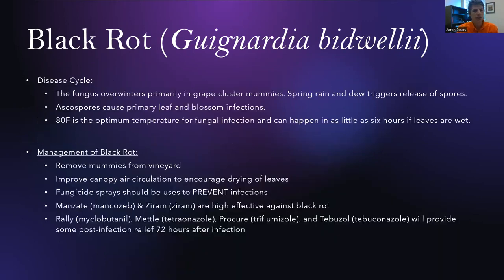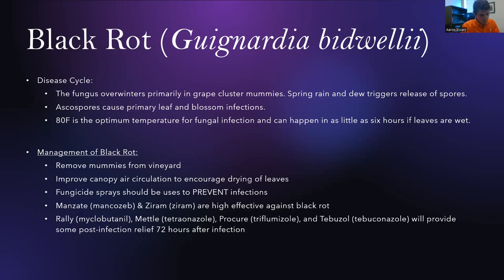The disease cycle: the fungus overwinters primarily on mummified grape clusters, which is another reason why it's important to get rid of all your clusters after harvest, or during the pruning season. All of it. Get mummified clusters out of your vineyard. Spring rains and dews trigger the release of spores. So ascospores cause the primary leaf and blossom infection. 80 degrees Fahrenheit is the optimum temperature for fungal infection, and it can happen in as little as 6 hours of leaf wetness. So a really good spring day when it's warm, 80 degrees, and it's humid and there's rainfall, black rot's going to come out. That's what it does.